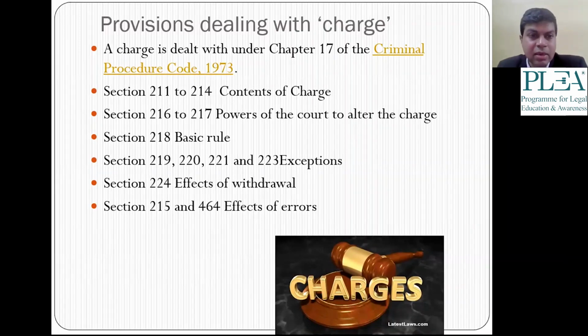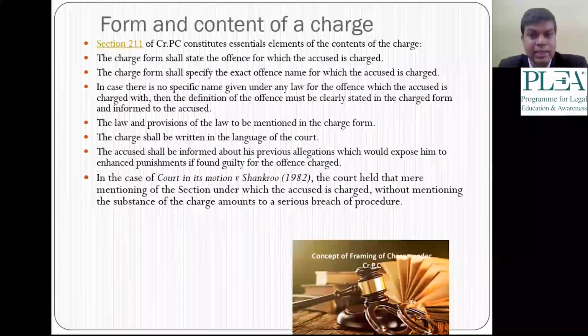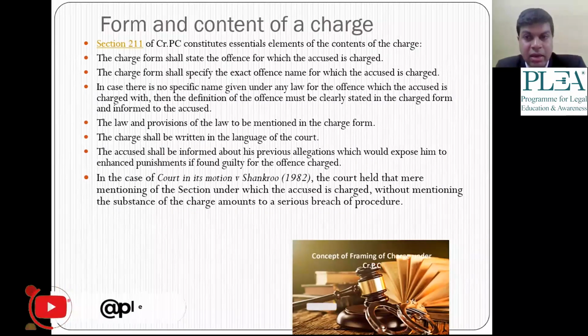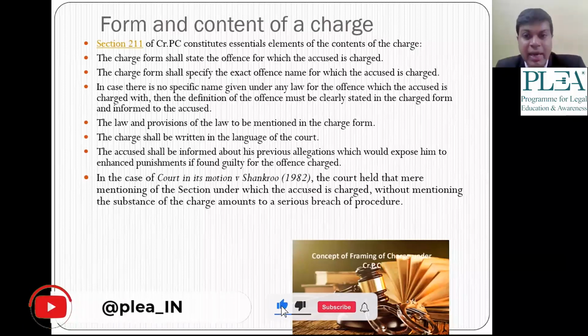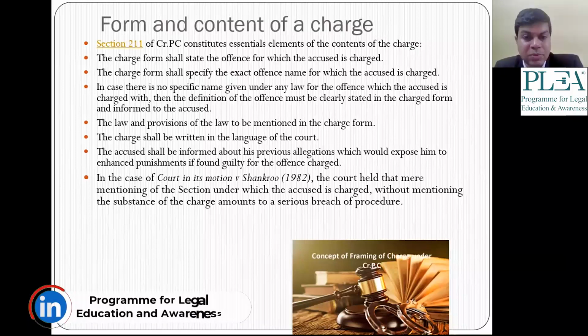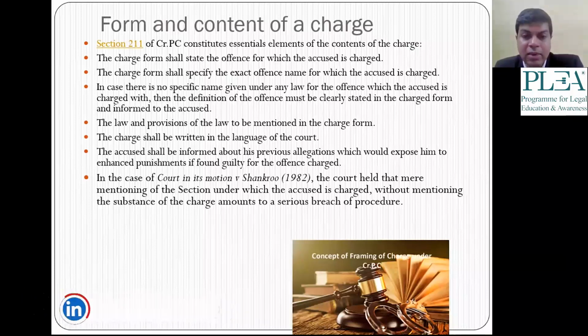Then we are moving to the next slide, that is exceptions to the basic rule. Under section 219 of the CrPC, when a person is accused of an offense of more than one, but not exceeding three of the same kind, and the offense is committed within 12 months, then the accused may be charged and tried at one trial for all the offenses committed. The offenses are said to be of the same kind when they are punishable with the same amount of punishment under the same section of the Indian Penal Code or any special law or local laws.